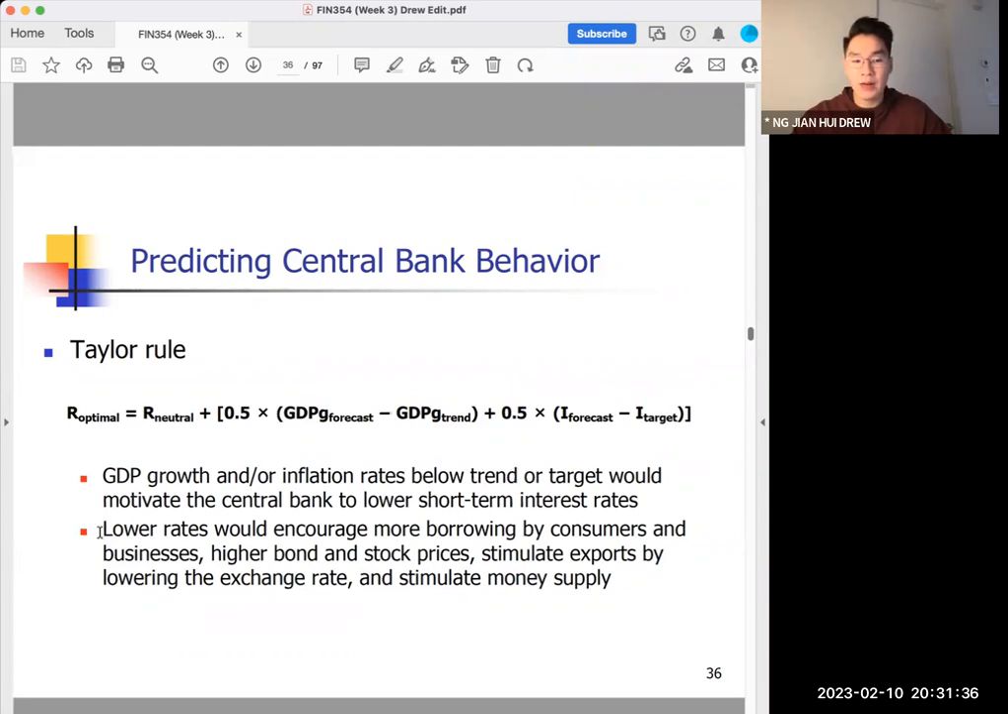So this is just explaining more about how rates will affect certain things. Lower interest rates would encourage more borrowing by consumers, higher stock prices, stimulate the market, stimulate money supply, right? Because low interest rates mean more spending, so more stimulation in the market.